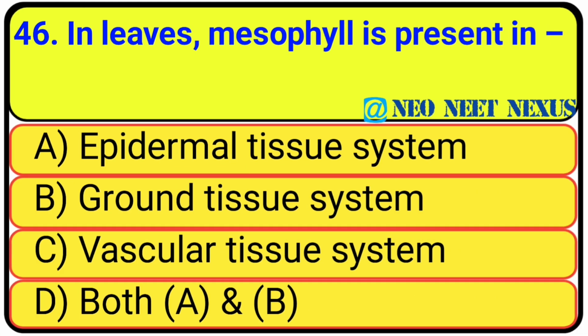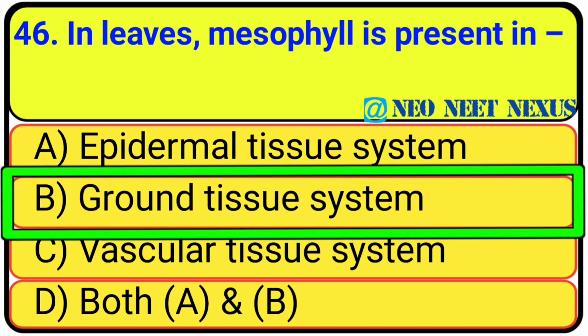Next, in leaves, mesophyll is present in A. epidermal tissue system, B. ground tissue system, C. vascular tissue system, D. both A and B. Correct answer is option B, ground tissue system.